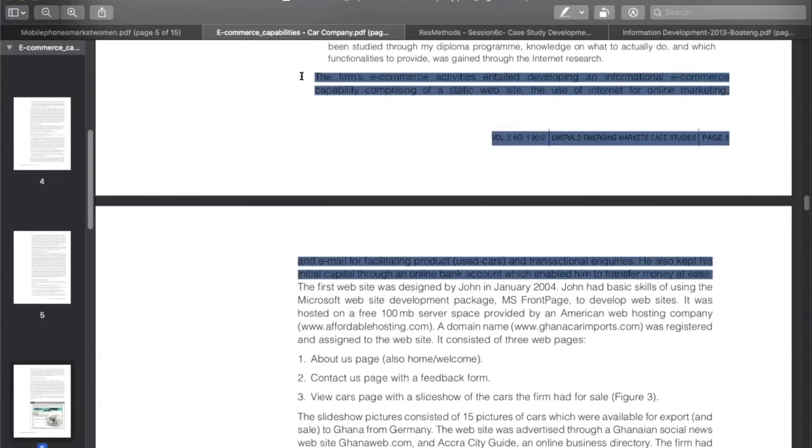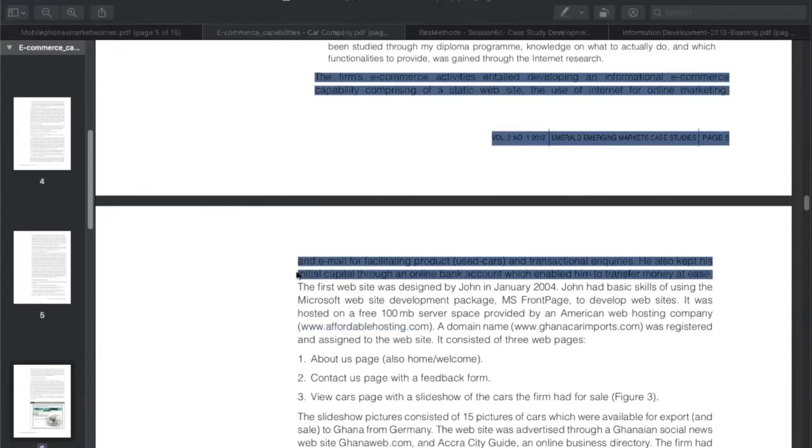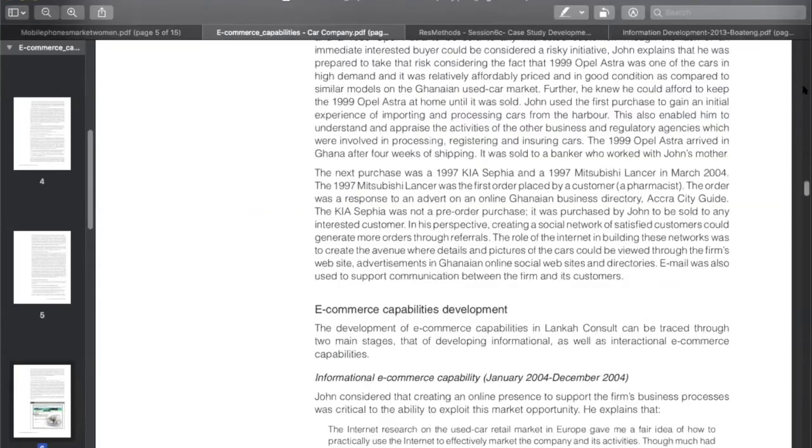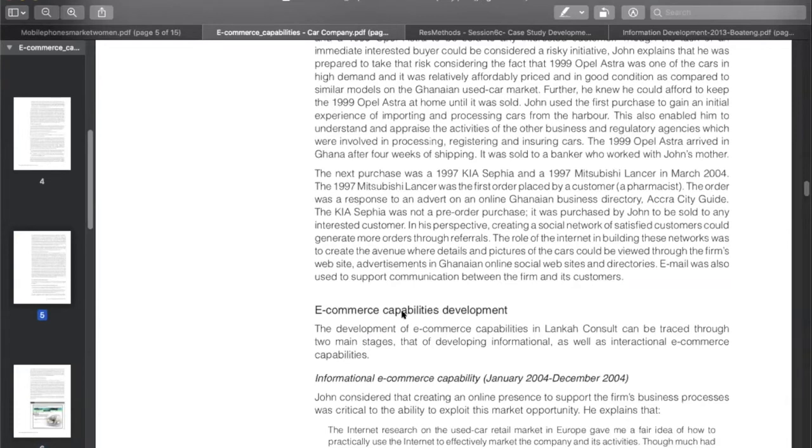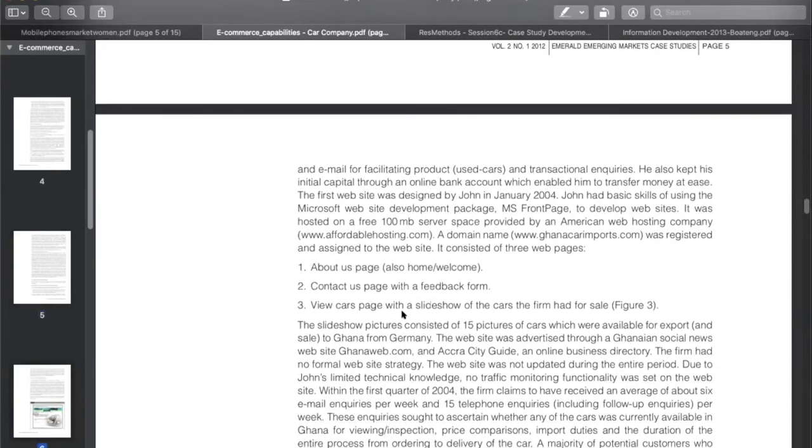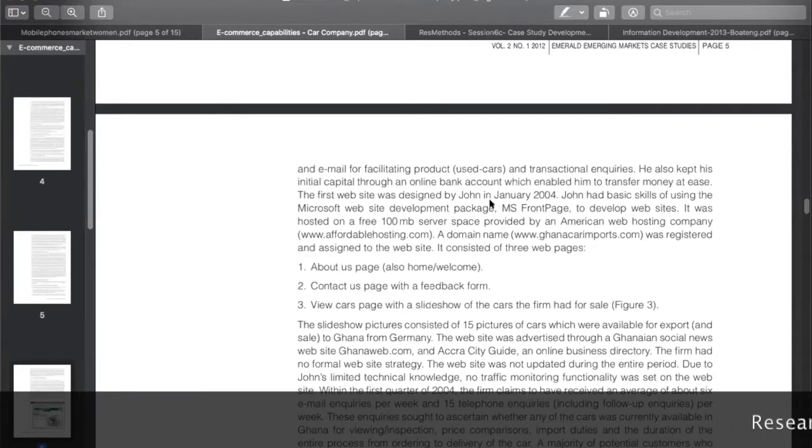Now, this paragraph that he was explaining here is more about a mechanical argument about how the business was working at that time. The next one that tries to explain the first website was designed by John in 2004. John had basic skills. So that's developmental. This paragraph now becomes developmental. And then it tells you about how the thing was constituted. The slideshow and everything, it tells you.